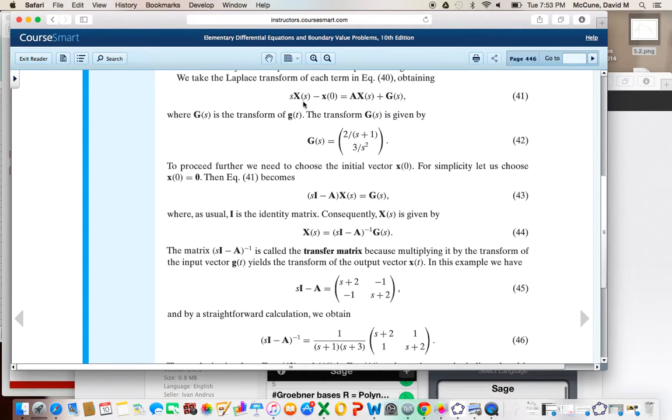That is hard to say. sX(s). Okay, man, this was not written to be spoken aloud, I guess. That's why I say sLx, I guess.